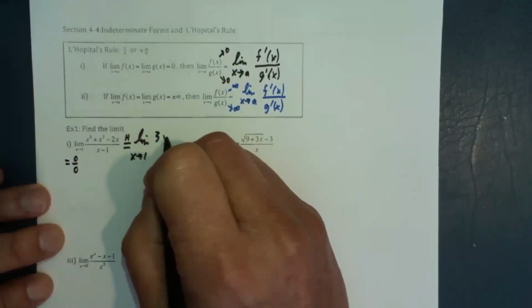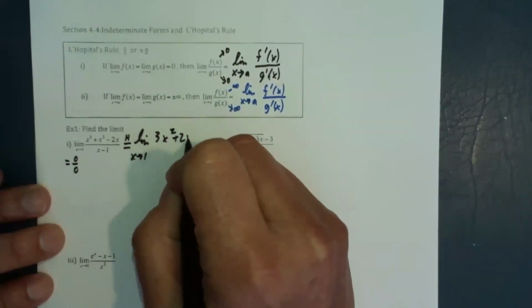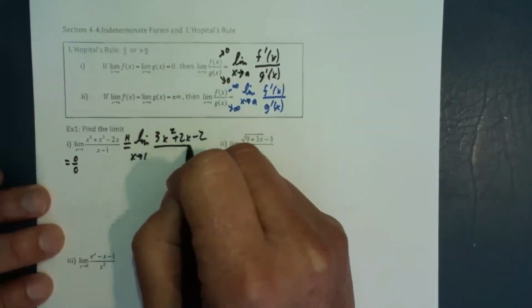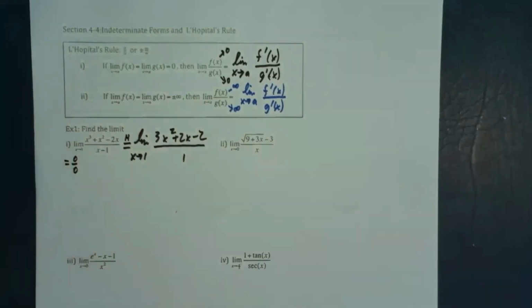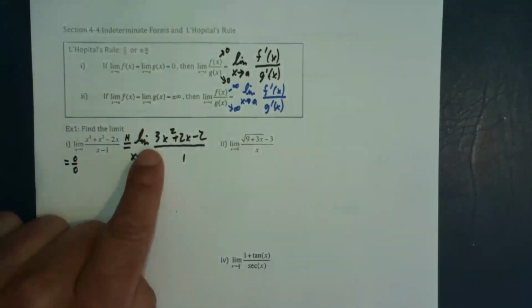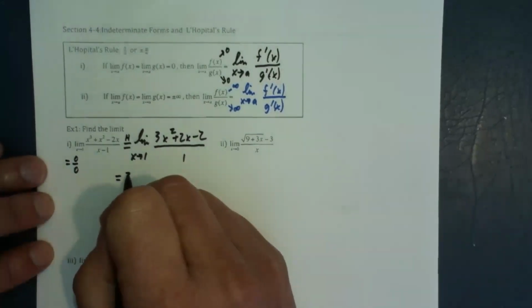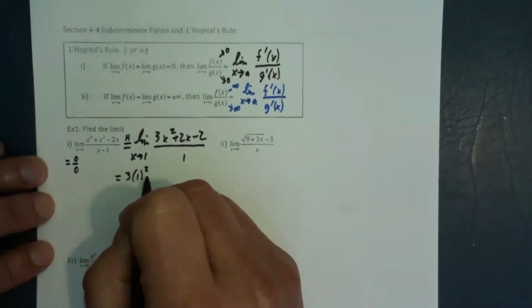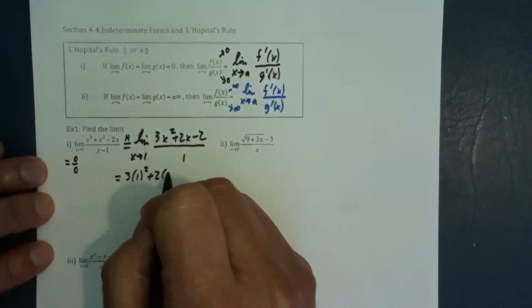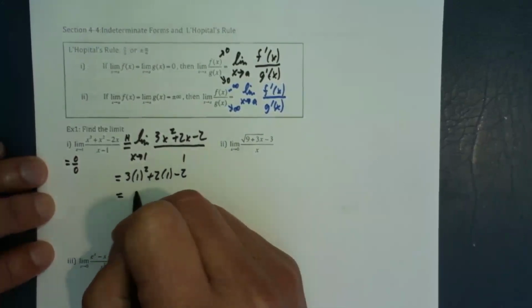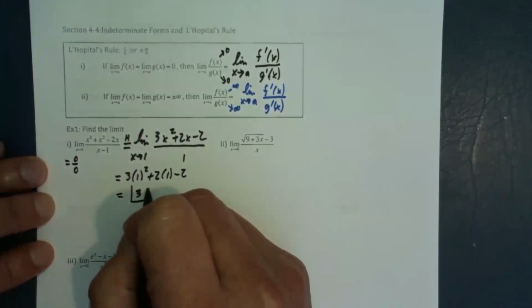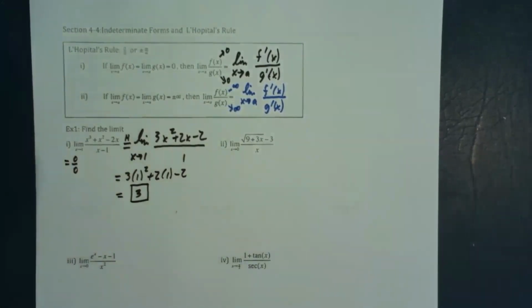This is going to be 3x squared plus 2x minus 2 over 1. Now when I plug in 1, that's going to be 3 plus 2, that's 5. 5 minus 2 is 3. So this limit converges to 3.